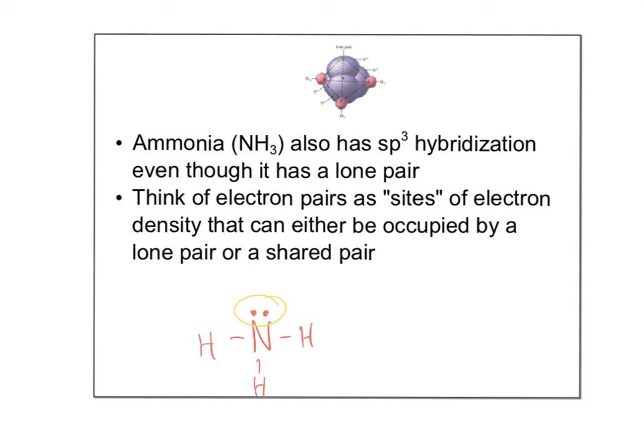So just think of these electron pairs as sites where electron density can either be lone pairs or bonded. When we look at the naming of the hybridized orbital, you look at how many things there are, almost like when we figured out what family it was in. This is part of the tetrahedral family, even though it's called trigonal pyramid. Anything with 4 attachments, whether they are bonded atoms or lone pairs, is going to be sp3 hybridized.